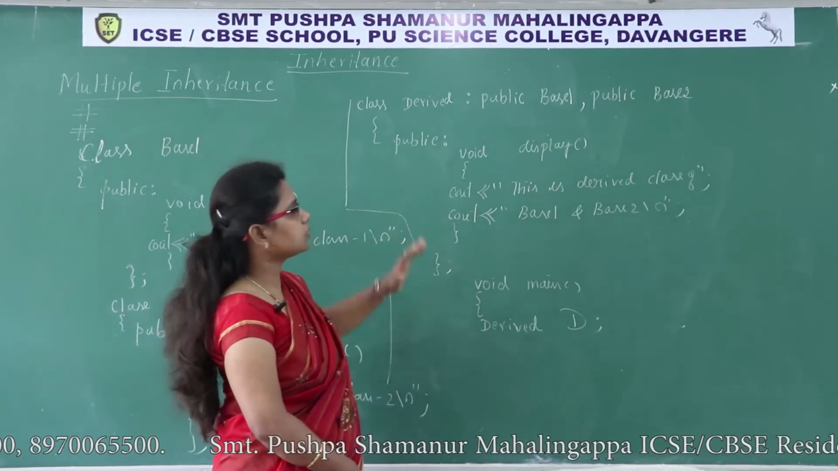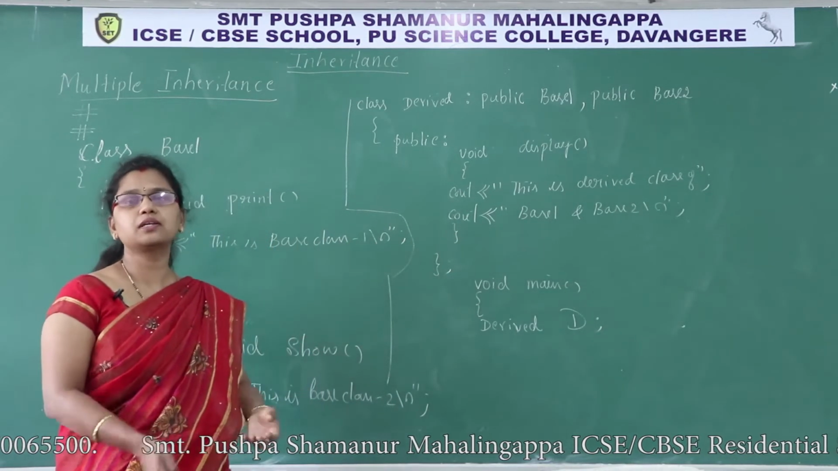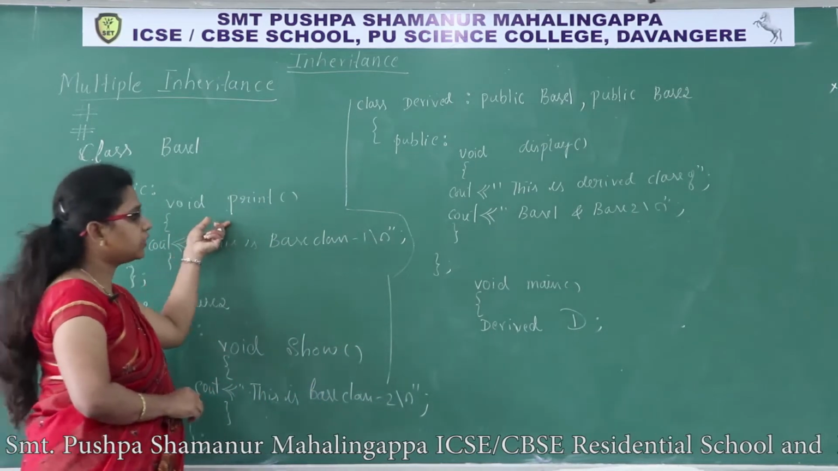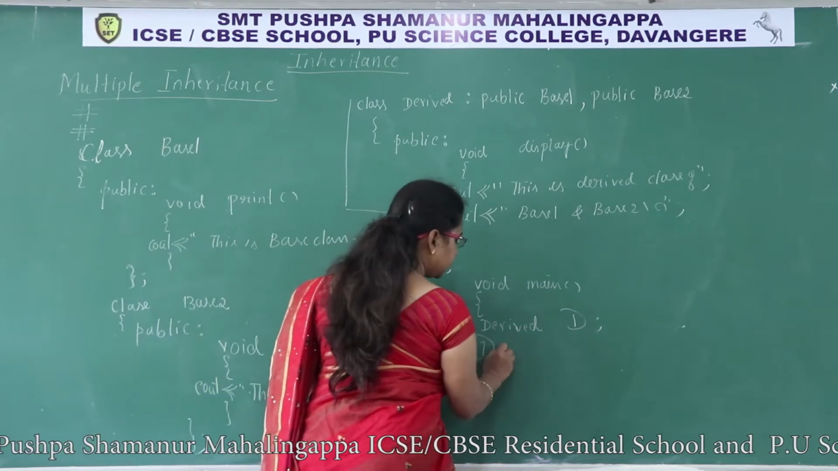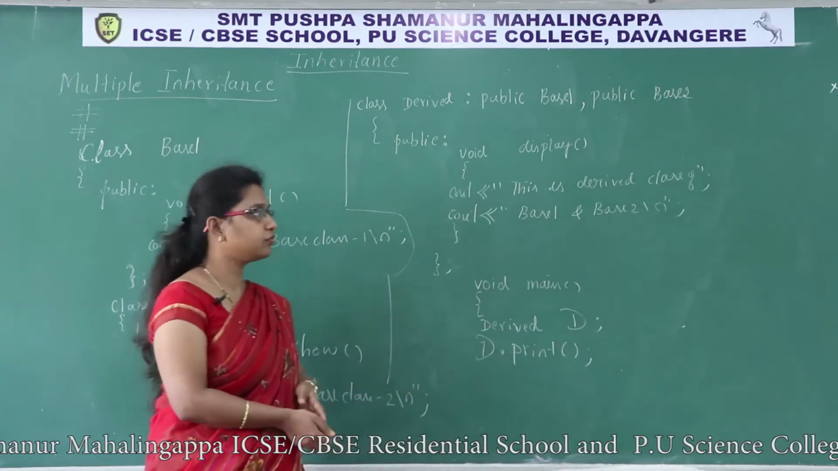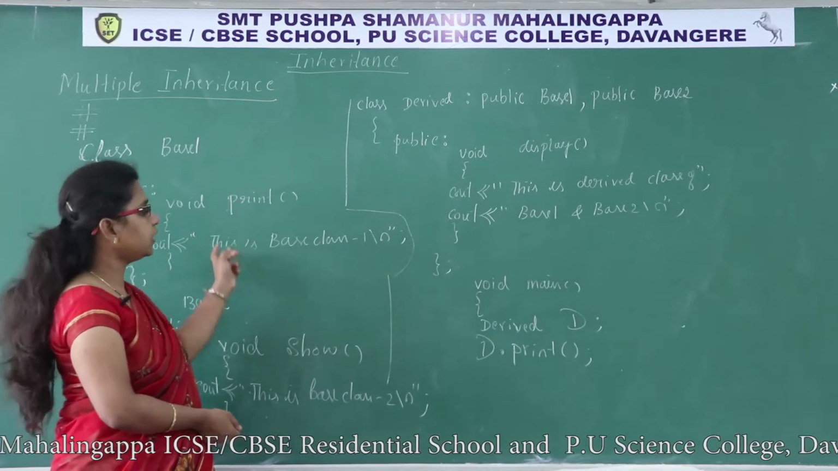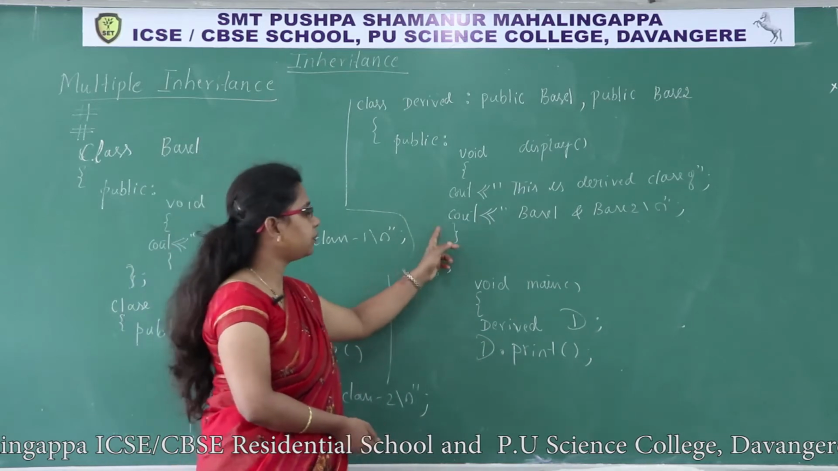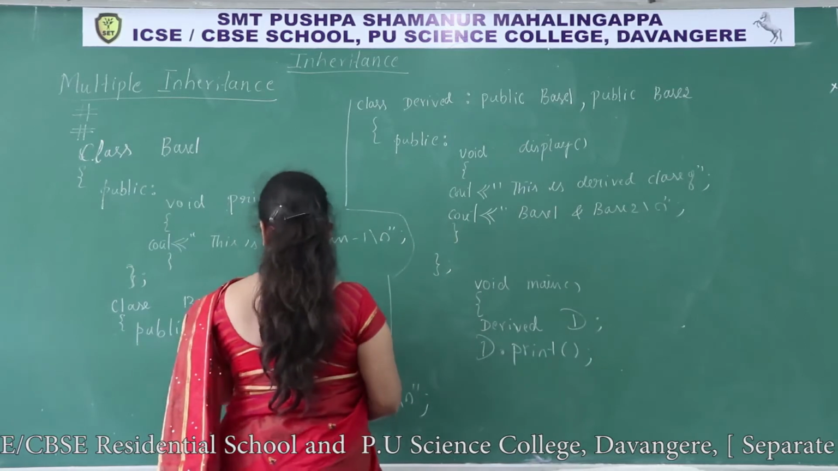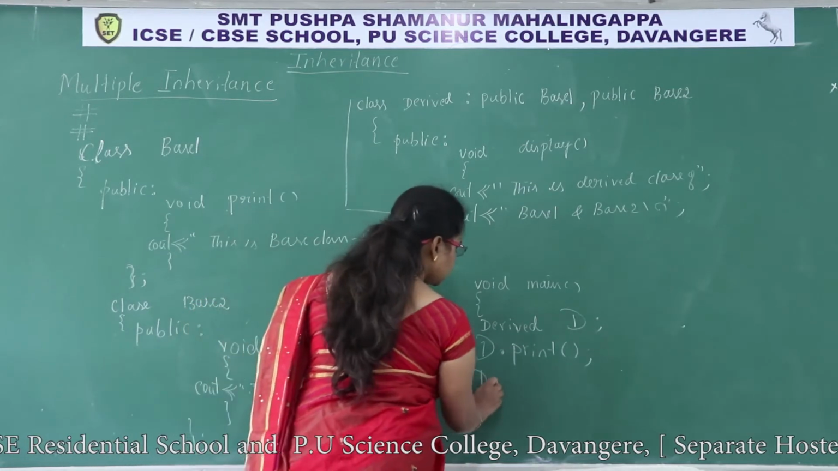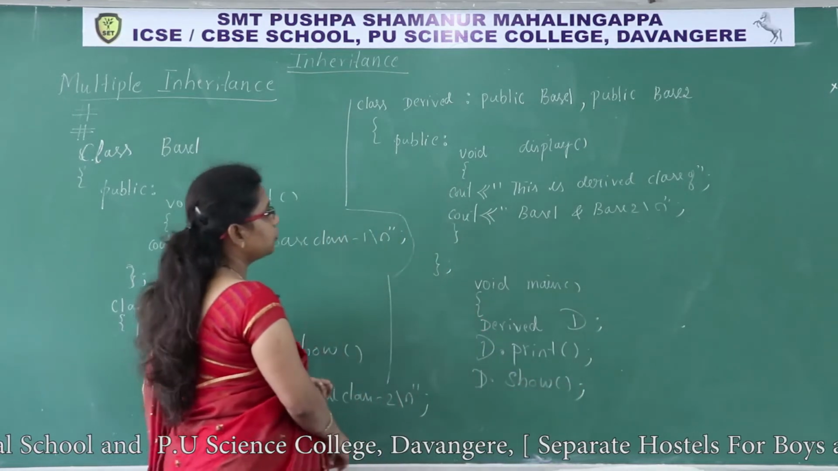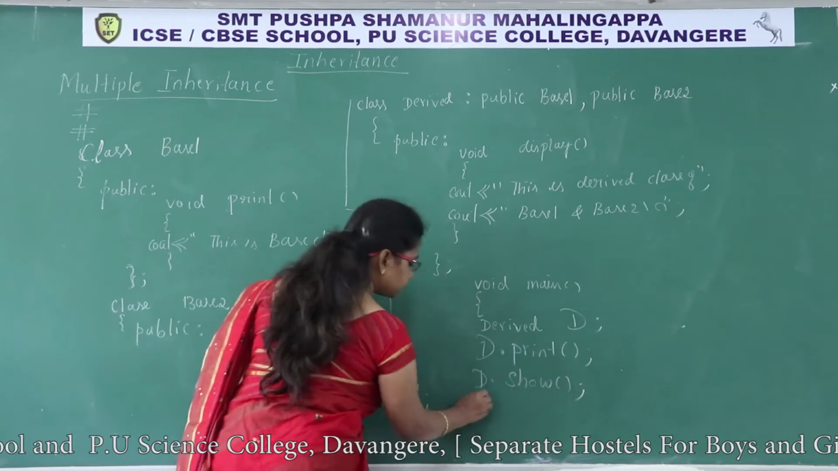So how to access public members of a class? Using an object and the dot operator. I want to call the first print function. We can call it directly from this object, d dot print. Though it is a member function of the base 1 class, it is already inherited to the derived class, so it can be accessed through the object of this derived class. And I want to call the show function using this object, d dot show. And one more, d dot display.